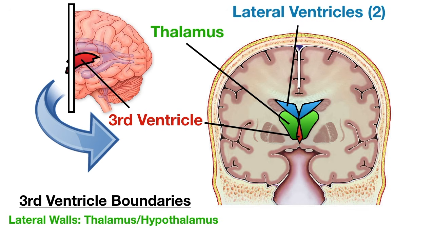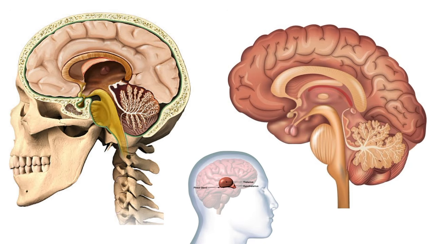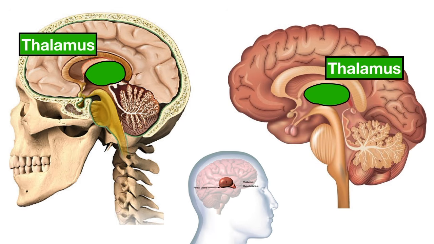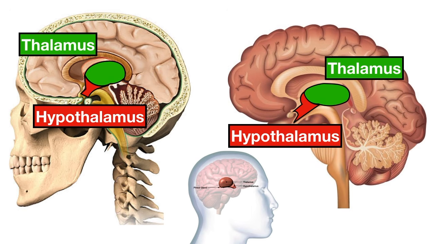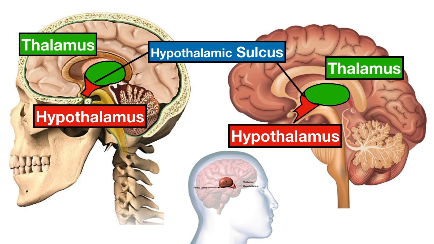In this particular frontal section, we can see a good view of the two thalami that form the lateral walls. In order to see the hypothalamus, let's look at another sagittal view. We've got our third ventricle highlighted in red here. And the lateral wall of the third ventricle can be divided into a superior section and an inferior section. The superior portion is formed by the thalamus, and the inferior portion is formed by the hypothalamus. It's the hypothalamic sulcus that divides the thalamus from the hypothalamus, or in other words, it divides the superior portion from the inferior portion of the lateral wall of the third ventricle.